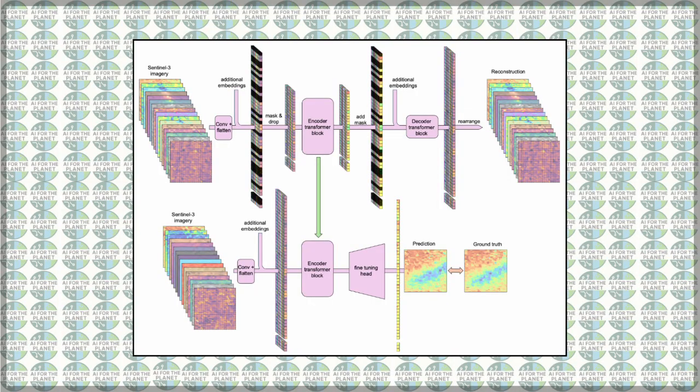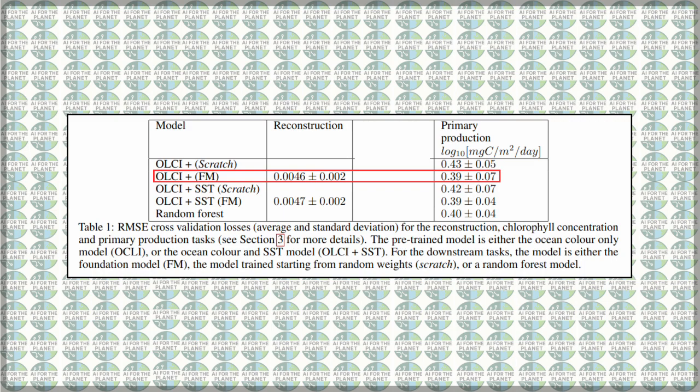To perform this fine-tuning, a UNet-style fine-tuning head replaces the decoder that was used during pre-training, and the weights of this head are trained to generate chlorophyll concentrations or primary productivity estimates based on the Sentinel-3 images given as input. Looking at the foundation model's performance on predicting primary production, it shows a lower error rate than a transformer trained from scratch without pre-training, and than a much simpler random forest model. This suggests that the unsupervised pre-training has helped.